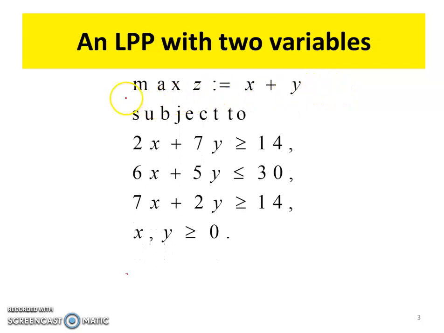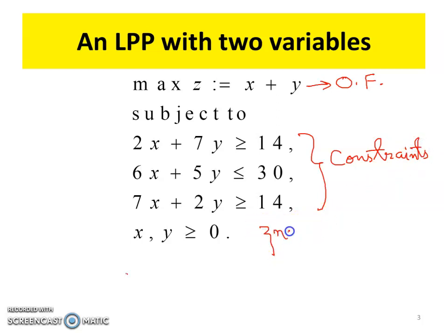Now, let us consider a simple linear programming problem with two variables only. Suppose we have a linear programming problem: maximize z, defined as x plus y, subject to 2x plus 7y greater than or equal to 14, 6x plus 5y less than or equal to 30, 7x plus 2y greater than or equal to 14, and x and y greater than or equal to 0. This is the objective function, these are the constraints, and these are the non-negativity constraints.